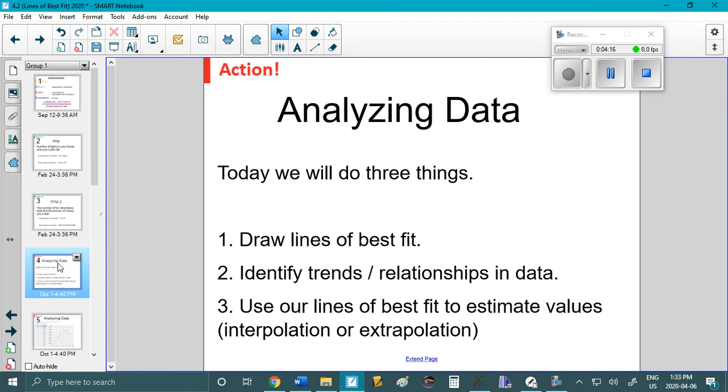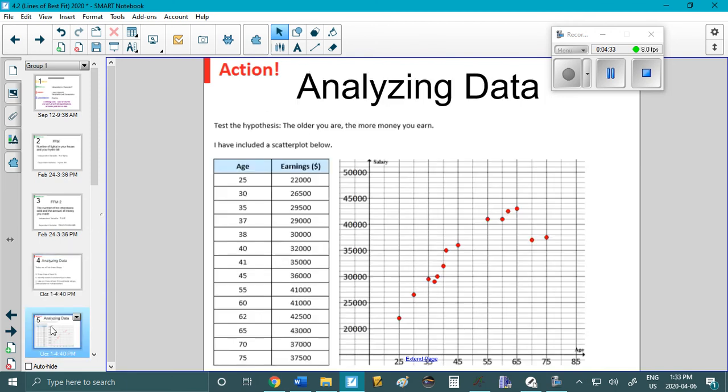I'm really going to try to hammer home that connecting the dots is not what you're supposed to do. The next part is to identify trends in relationships. Sounds more complicated than it is. And lastly, we're going to use our lines of best fit to estimate values, interpolation or extrapolation. Again, sounds way harder than it is. This stuff is not difficult.